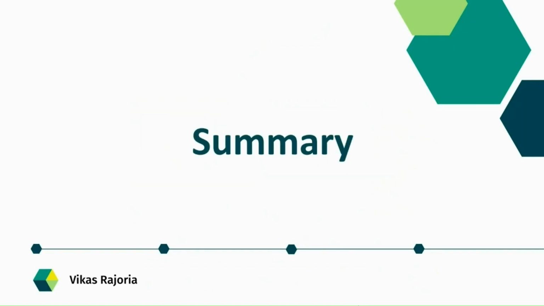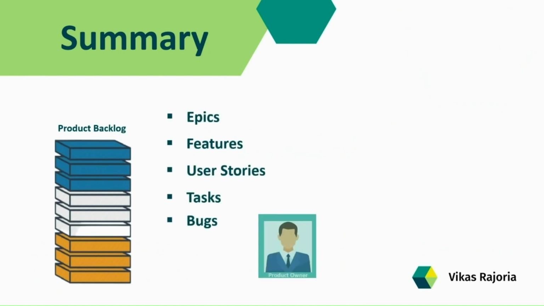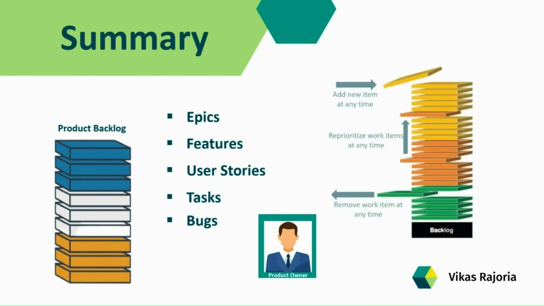Now let's summarize the video. In today's video, we understood what the product backlog is, what it contains, who is the owner of backlog items, how the backlog is prepared, and the properties of product backlog items. In the next video, we will continue with the Scrum artifacts and cover the remaining main artifacts.